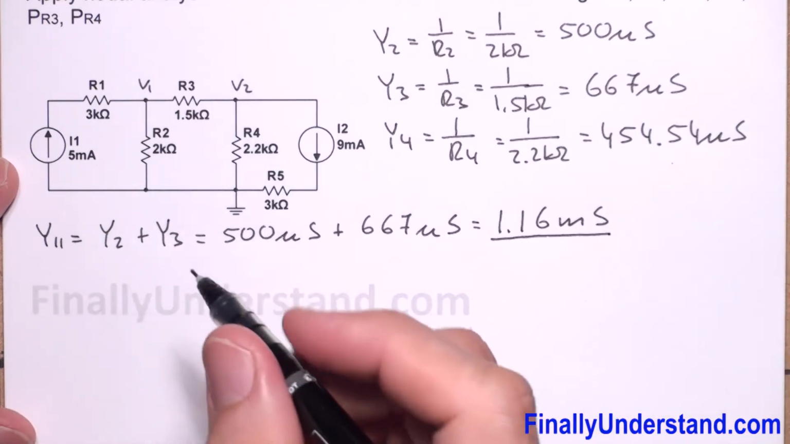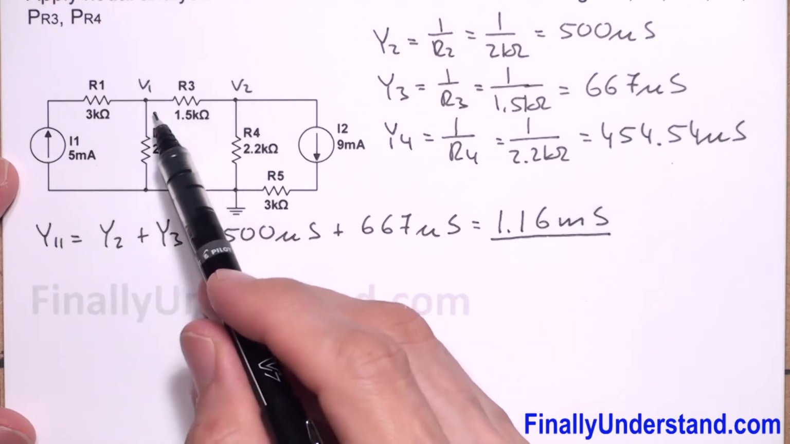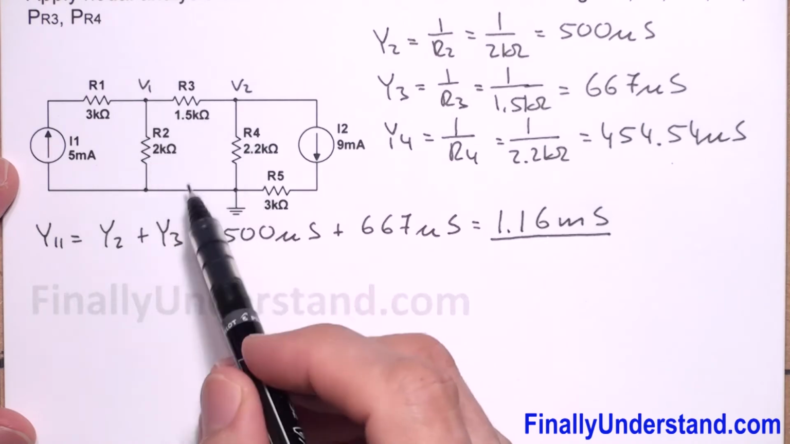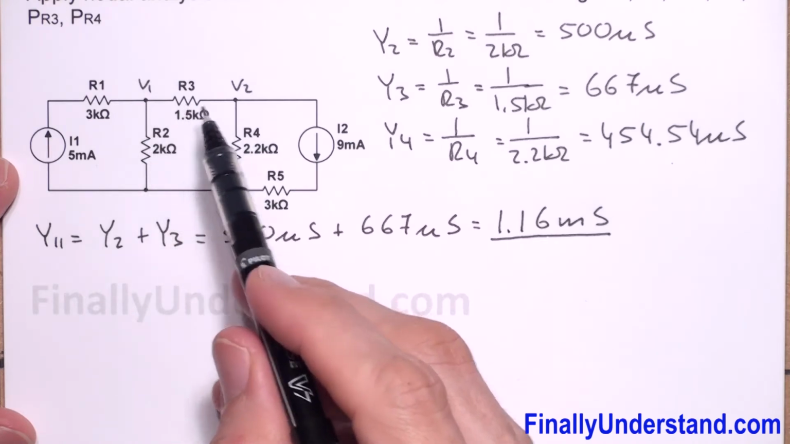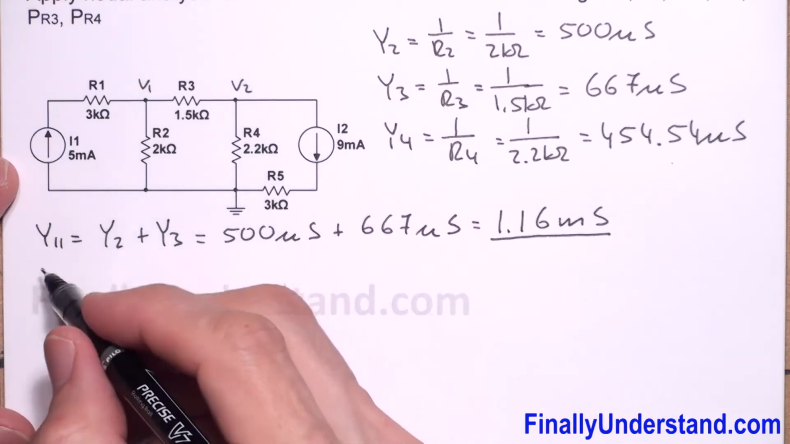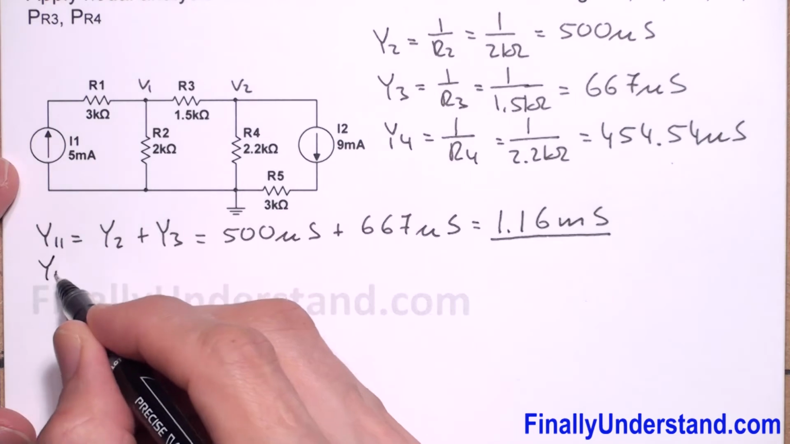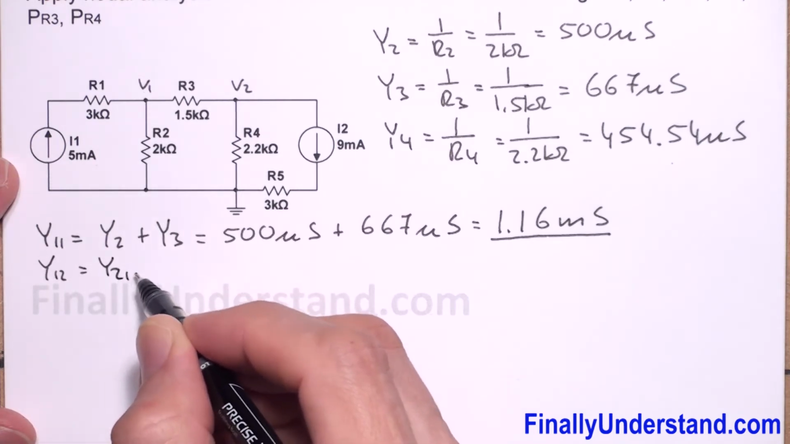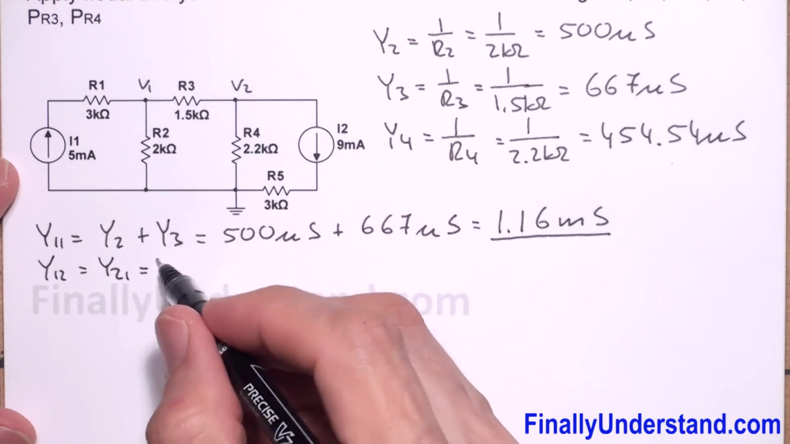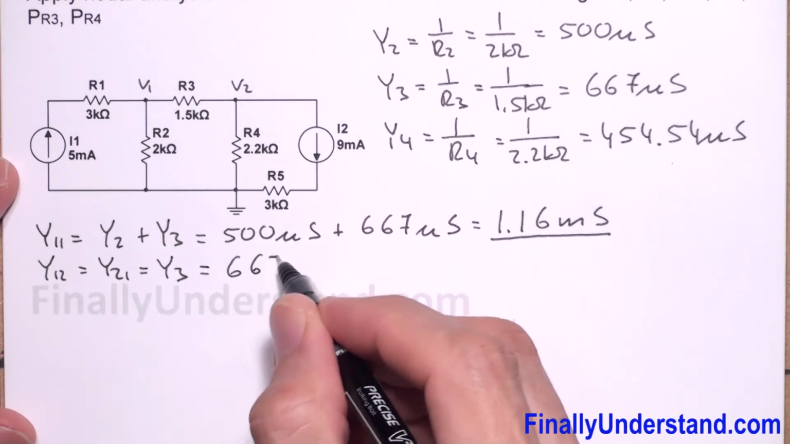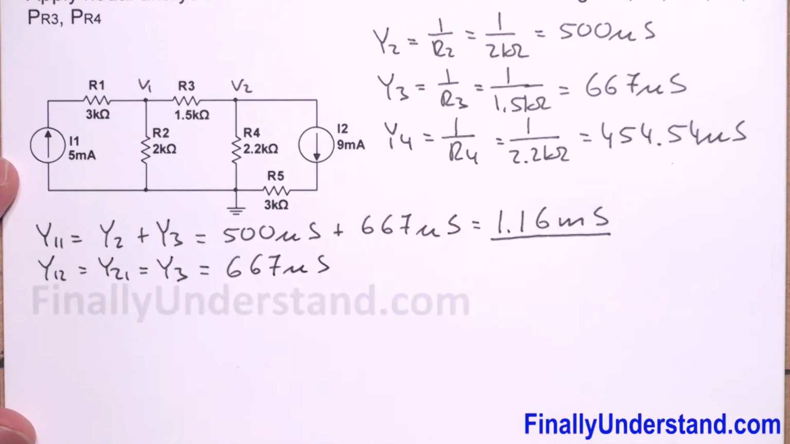Next, I'm supposed to find the admittance between these two nodes. So this is my admittance Y3. So I have Y12 equal to Y21, and this is equal to Y3. This is equal to 667 microsiemens.